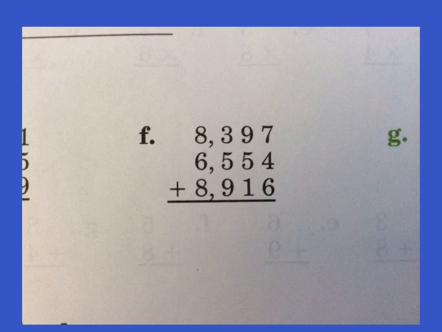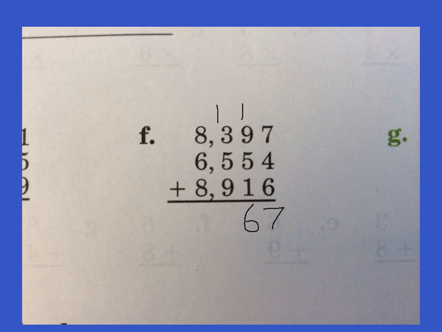F. 7 plus 4 is 11. Plus 6 would be 17. So put a 7, carry the 1. 1 plus 9 is 10. Plus 5 more would be 15. And then plus 1 more would be 16. So let's put a 6 and carry the 1.